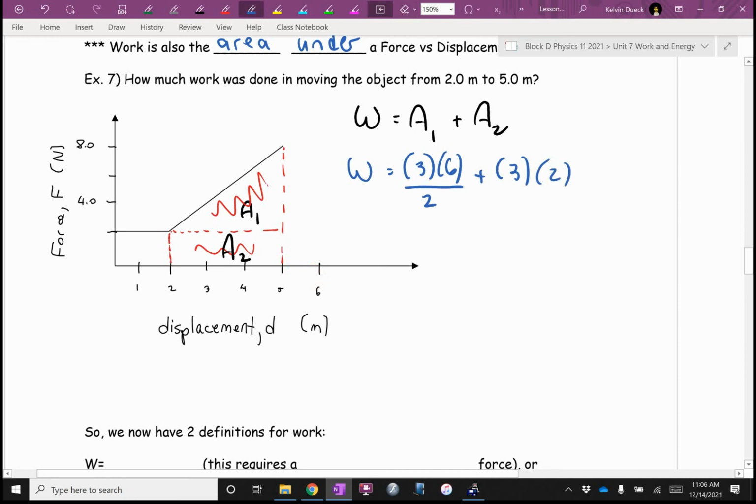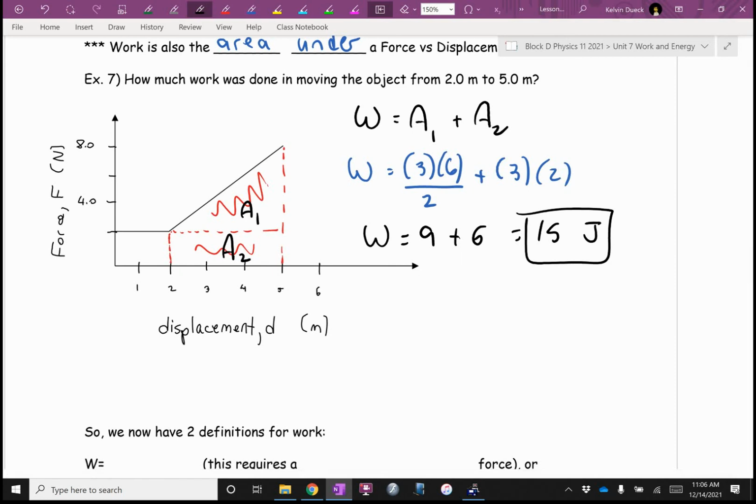Let's keep going just for giggles. What's 3 times 6 divided by 2? Let's do 6 divided by 2 first. What's 6 divided by 2? Plus? How much work? Units? I like that question. Although actually that's too easy. I'm going to ask you on a test to do something with this answer, but you don't know enough about work to do something with it yet.